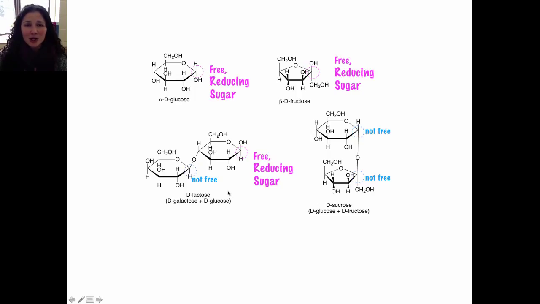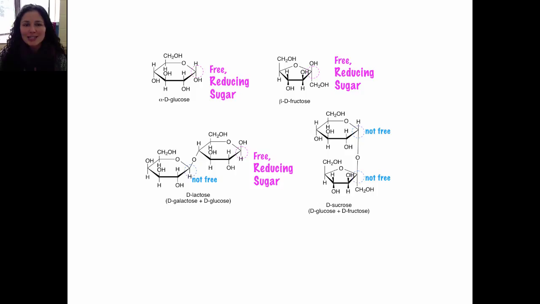These are free anomeric carbons. If a molecule has a free anomeric carbon, it will act as a reducing sugar. It can react with copper and produce a positive result for a Benedict's test. Even in the case of D-lactose, where there's 1 anomeric carbon that's not free, by virtue of the 1 anomeric carbon that is free, this is classified as a reducing sugar.